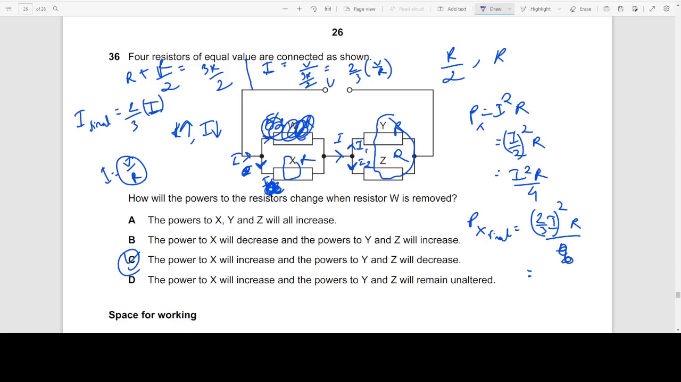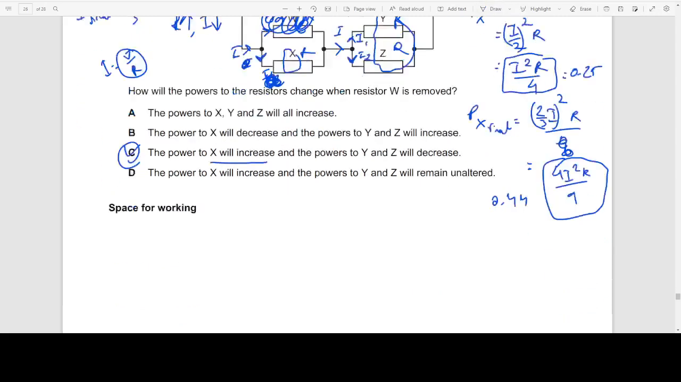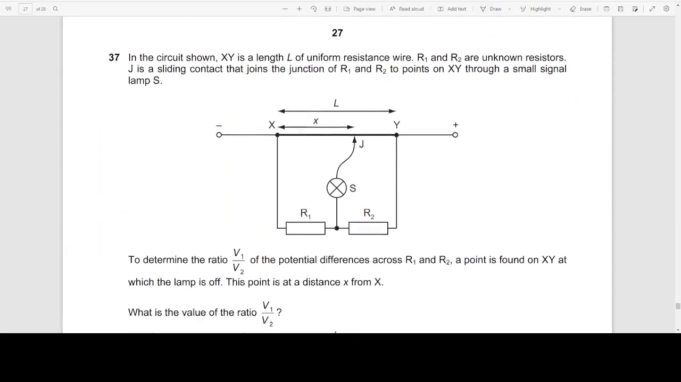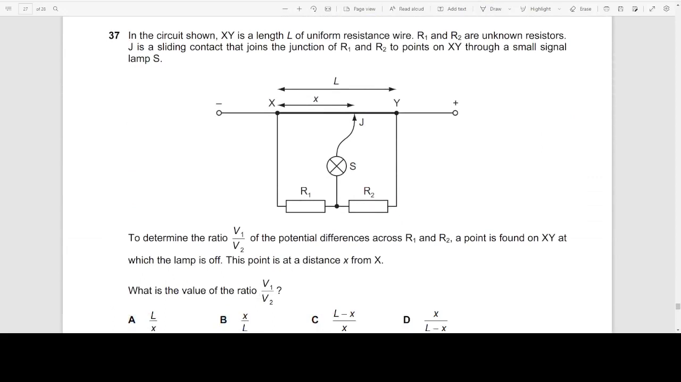So it's going to be 4 I square R upon 9. Now which do you think is greater, I square R upon 4 or 4 I square R upon 9? Of course 4 I square R upon 9 if you calculate in decimal. This is 0.25 and this is 0.44 I square R. So power to X will increase. Alright. So moving on.